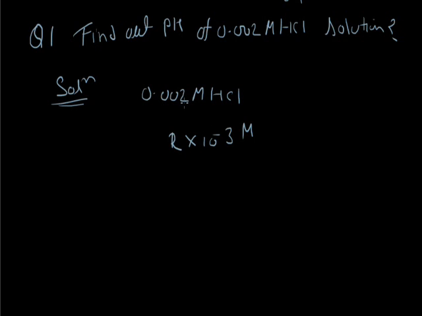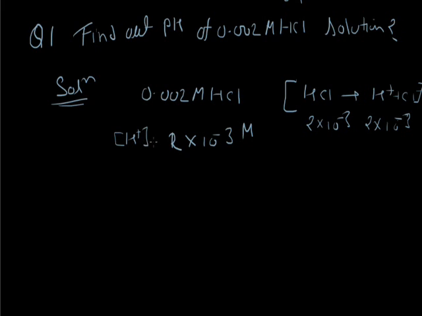Points को आप इधर लेके जाओगे. So 2 into 10 to the minus 3, and this concentration HCl when dissociate, HCl is converted into H plus and Cl minus ion. So if concentration is 2 into 10 to the minus 3, the concentration of H plus ion also is 2 into 10 to the minus 3. So we can say that concentration of H plus ion is here 2 into 10 to the minus 3.